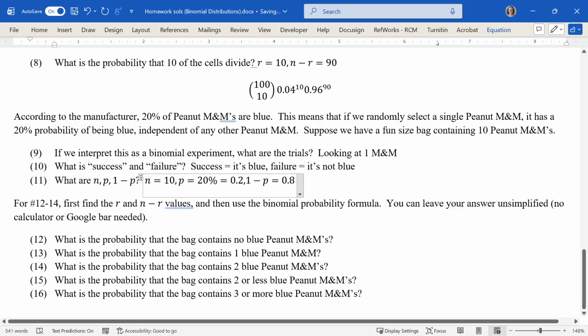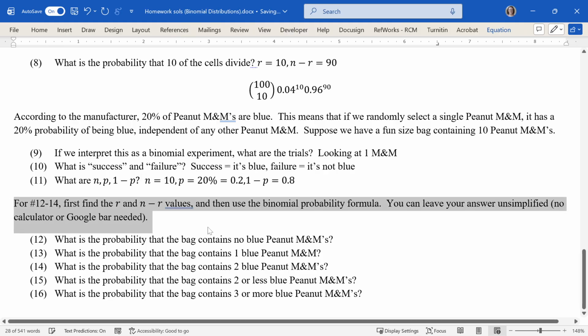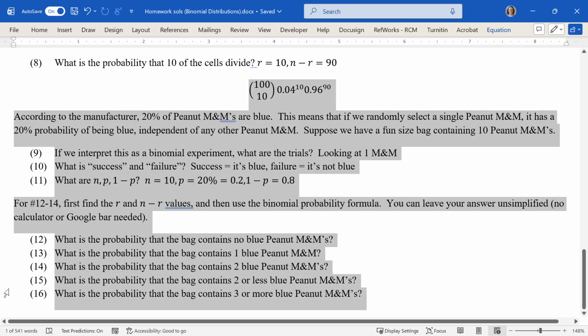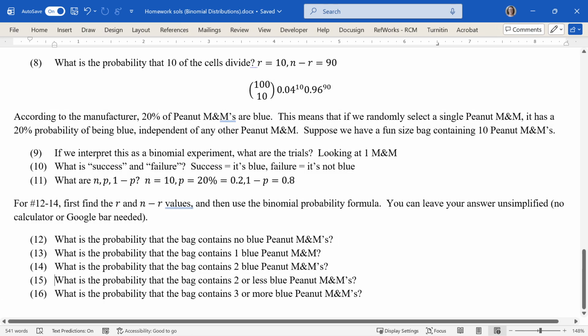Okay, so now that we have all of those, for just these three, we're going to find our r and our n minus r values, the number of successes and number of failures, and then we're going to plug those into this binomial probability formula, just like we've been doing. And then the last two here, you need a different way of calculating the probability, because this is 2 or less and 3 or more. So we can think about those once we get to them.